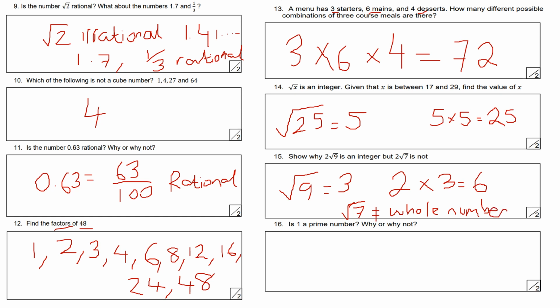Okay, question 16, guys. Is 1 a prime number? Why or why not? So 1 only has one factor, which is itself. So 1 is not prime. Okay, it's a really common mistake that students make when learning about primes. So 1 is not prime, okay? It only has one factor, namely 1.